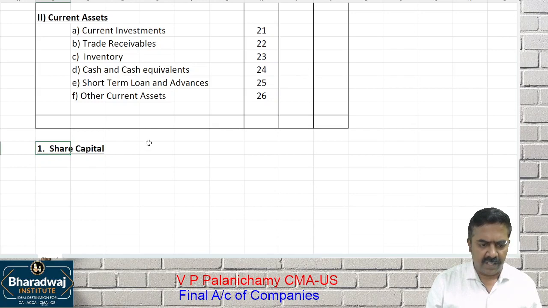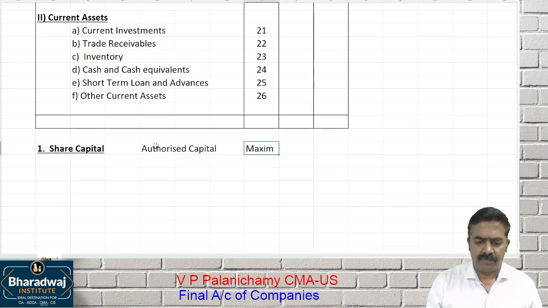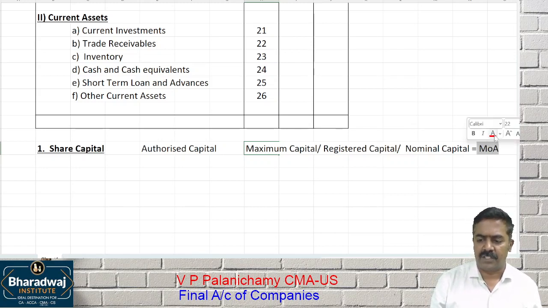Pay attention. Every company will have an authorized capital. Please listen to it, then you can copy. What is authorized capital? Maximum capital with which the company is registered. It is also called registered capital. It is also called nominal capital. This will be there in your company's memorandum of association. You check, it will have the authorized capital.